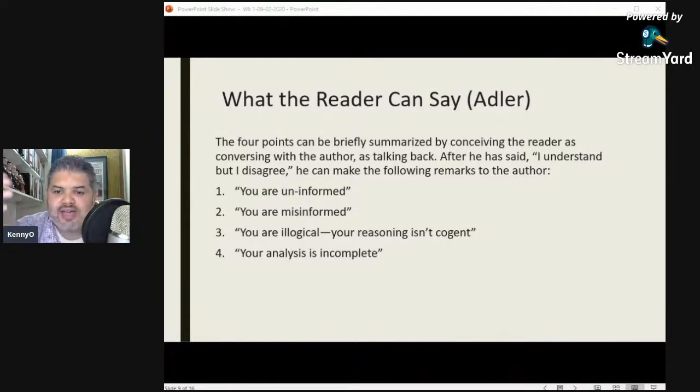After he has said, "I understand, but I disagree," he can make the following remarks to the author, right? If you understand the person, if you understand what they've said, you should say one of four things. You can say, "Listen, I disagree with you, and here are the reasons why." You are either uninformed, misinformed, illogical, or your analysis is incomplete, or sometimes we would say your analysis is inadequate.